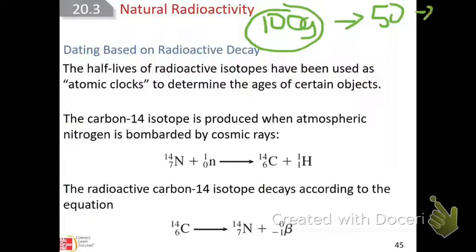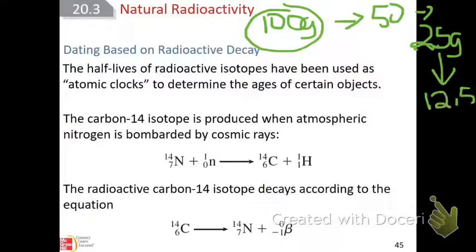After another half-life, now you only have 25 grams. After the next half-life, now you have 12.5 grams. And after the next half-life, it keeps going on and on, and you'll never get down to 0. It's just going to keep cutting it in half, and cutting it in half. So this then would be 6.25 grams and on forever. That is what half-life is.